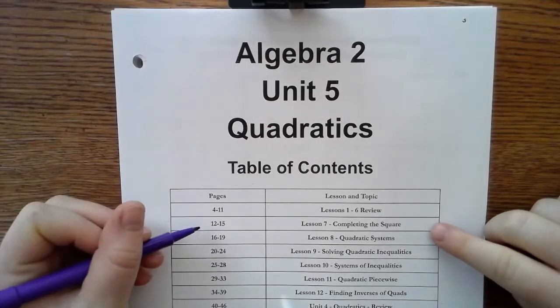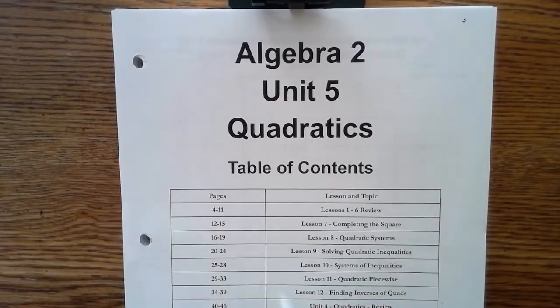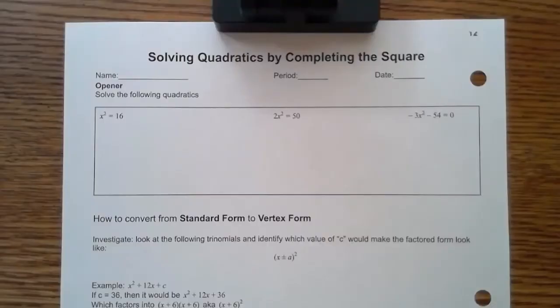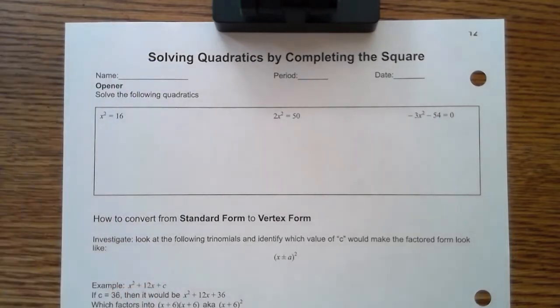So we're going to start on pages 12 to 15, lesson 7, completing the square. So take a moment, get out those pages, and let's get started, guys. Okay, so once again, we are solving quadratics by completing the square. Every time you see the word solving, it means that we are trying to figure out what x is. We have a lot of different strategies for solving for x. We have factoring, we have graphing, we have the quadratic formula, and today we are learning about another strategy called completing the square.